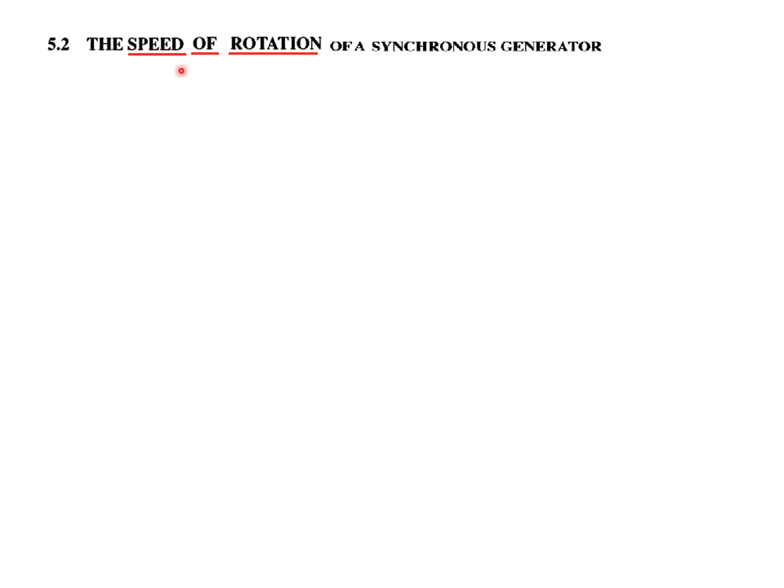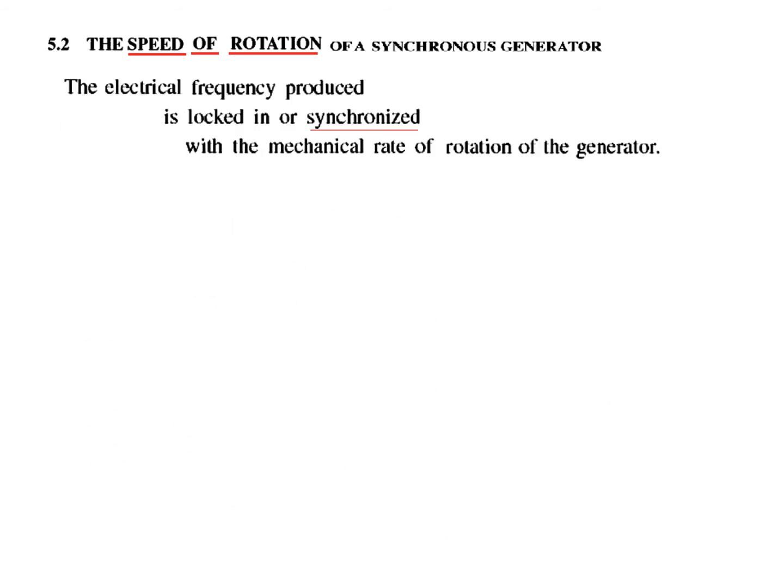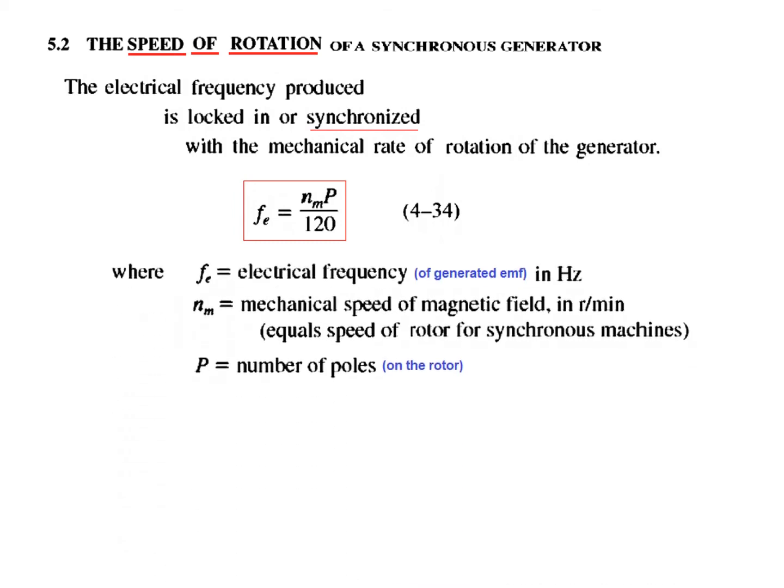Now the speed of rotation of a synchronous generator. The electrical frequency produced is locked in or synchronized with the mechanical rate of rotation of the generator, and that is why it is called a synchronous generator. So the frequency is dependent on the speed of the generator, and so we use this formula for calculating the frequency. And what are these terms?